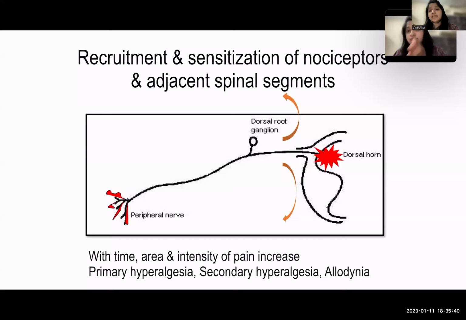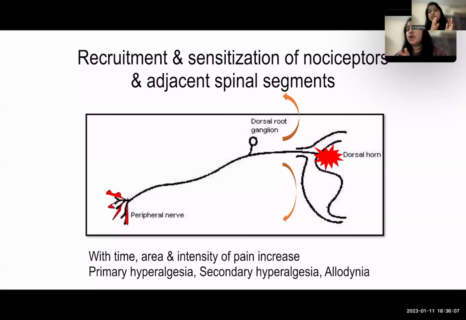These inflammatory cells will secrete substances like substance P, bradykinin, and this is known as inflammatory soup. This inflammatory soup will cause more activation of the peripheral nociceptors. The sleeping nociceptors will be woken up. That is what is happening in the periphery.